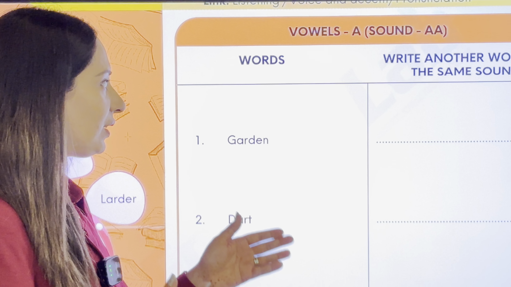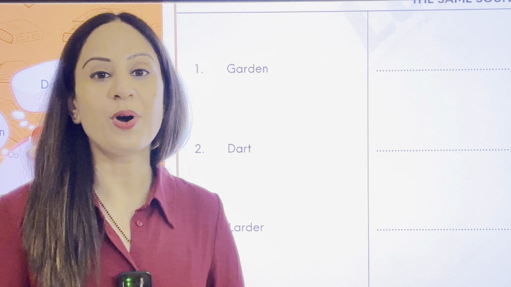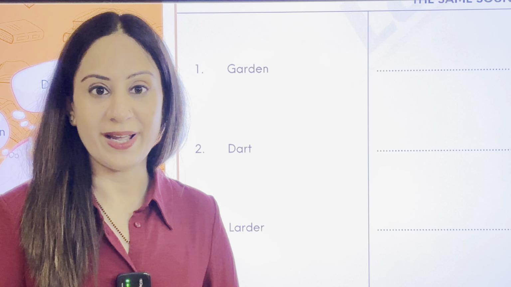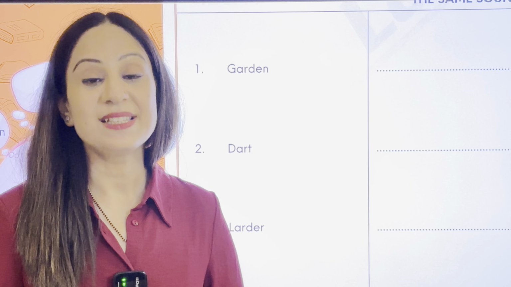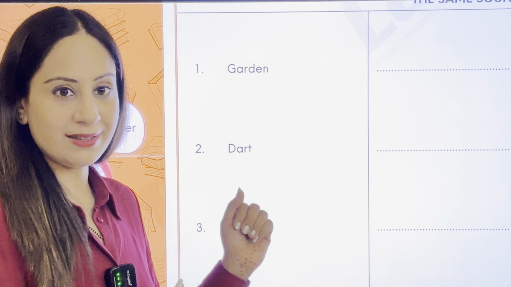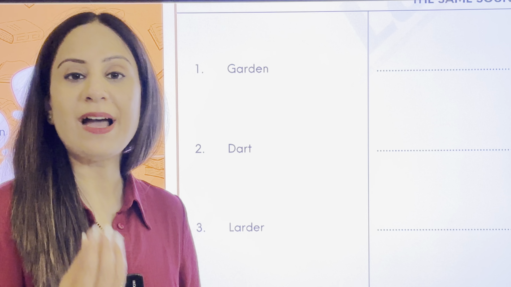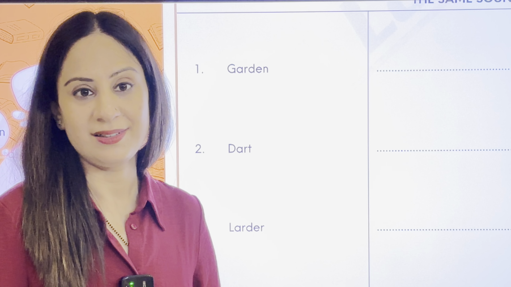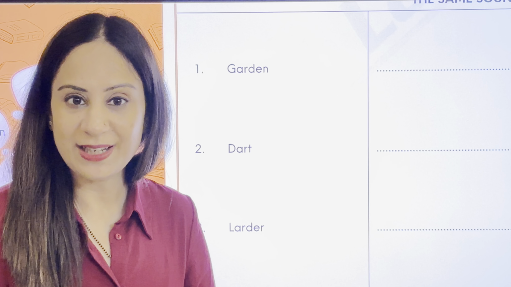So let's get started with the first one. We call it garden. How do you say it? You call it garden. I went to a beautiful garden last Sunday. So this is how you have to understand the pronunciation, and think of another word which could have the same sound as ah. I am sure you may be able to think of that word and write it down here in the space provided.